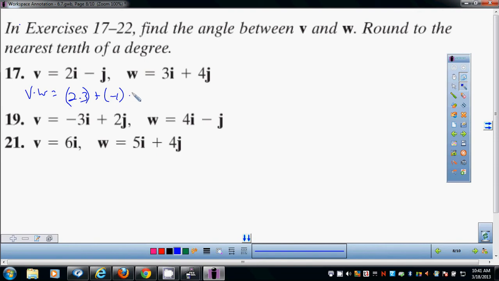Next thing we need to find is the two magnitudes. Who remembers how to find the magnitude of a vector? Well, that's if you're given coordinates. What's the easier way to do it, the Pythagorean theorem? So for V, 2 squared plus 1 squared equals magnitude squared. So that'd be 4 plus 1 equals your magnitude squared. So that'd be square root of 5.